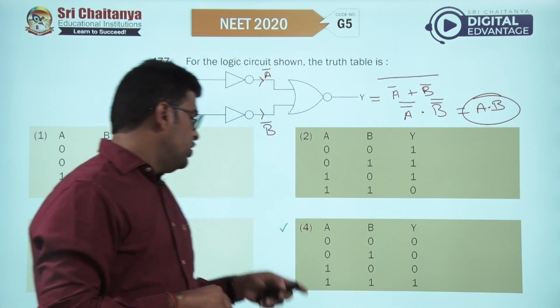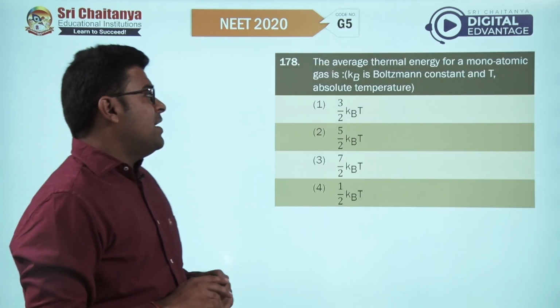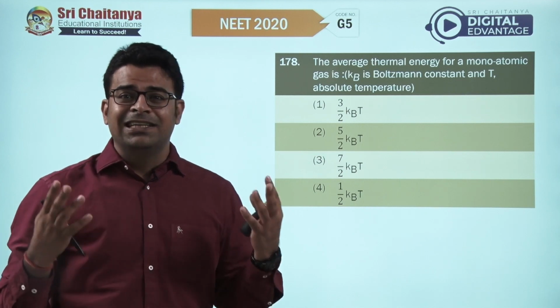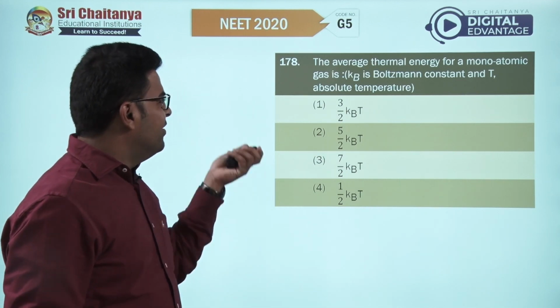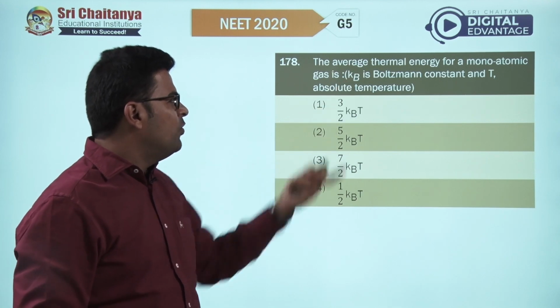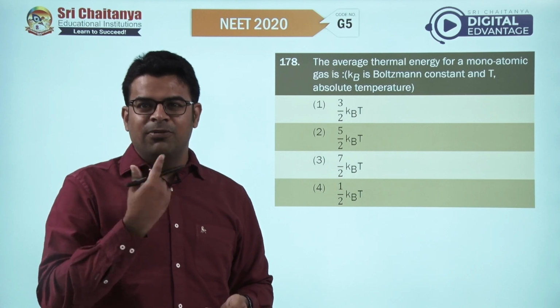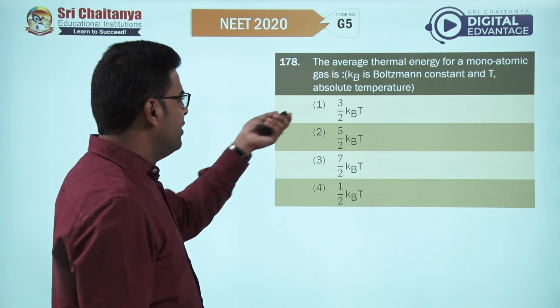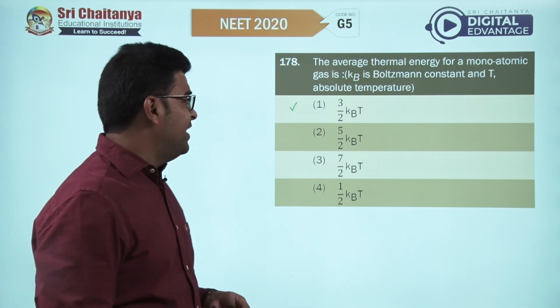AND gate gives one output only when both the inputs are 1. So, let us move on to next question 178. The average thermal energy of monoatomic gas is, now this is straightforward formula. Now, what to do in this question? So, if the degrees of freedom are 3 as for monoatomic gas, then the average energy associated with one of the molecule is simply 3 by 2 kB into T, which is nothing but option 1. What simpler thing can they ask us?